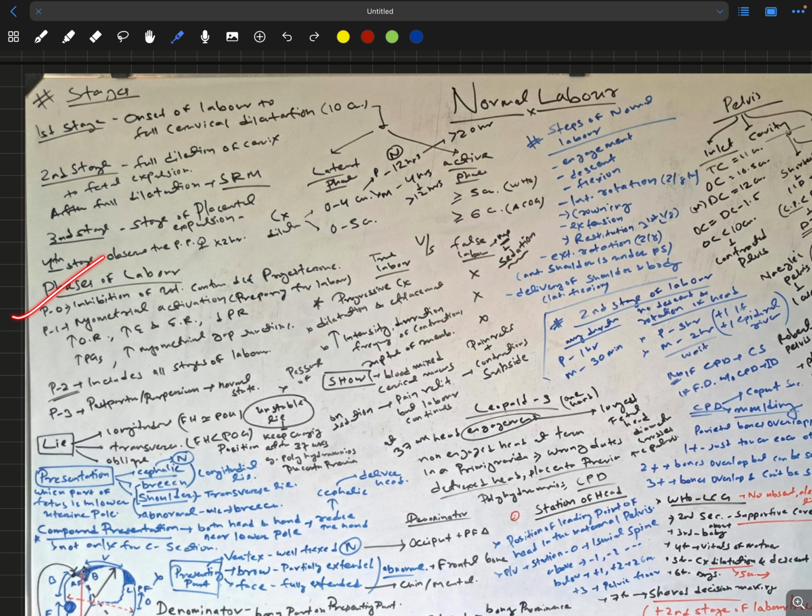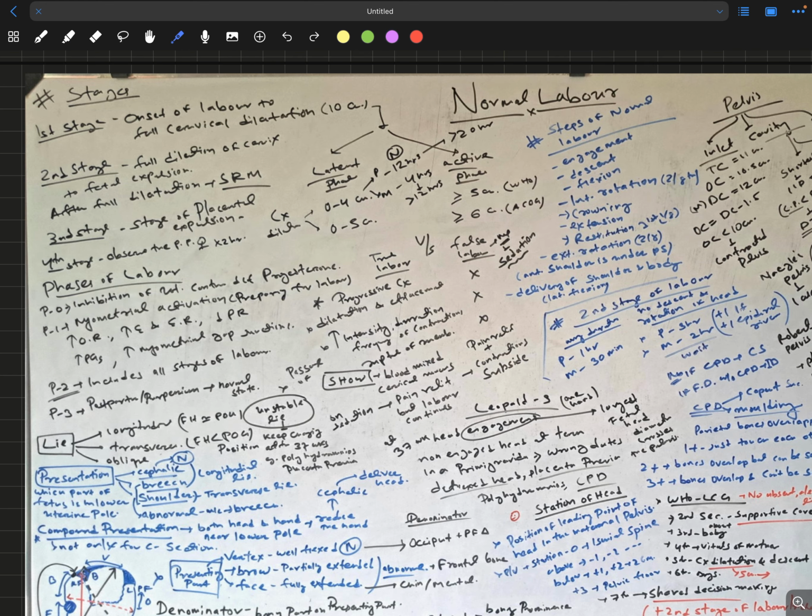Now the phases of labor. Phase 0 is inhibition of uterine contraction due to progesterone. That is the phase 0 of labor.